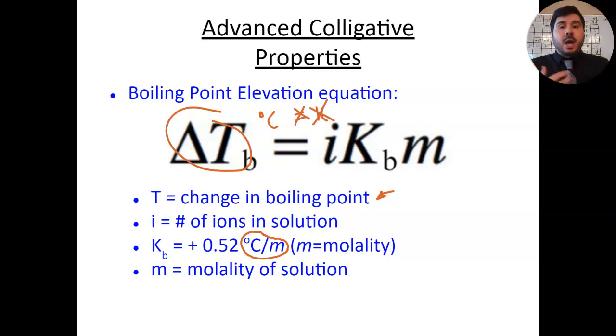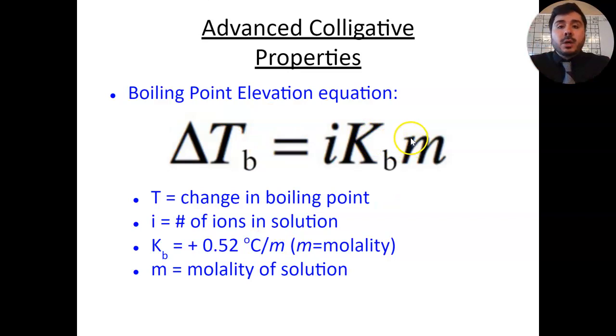Now we're used to utilizing Kelvin, especially from chapters 11 and 12 with all our gas law stuff. But in this particular case, we want to use degrees Celsius. We do not want to use Kelvin. Otherwise, it's going to throw off your calculations, and it's not going to be correct. So that's change in boiling point, boiling point elevation.